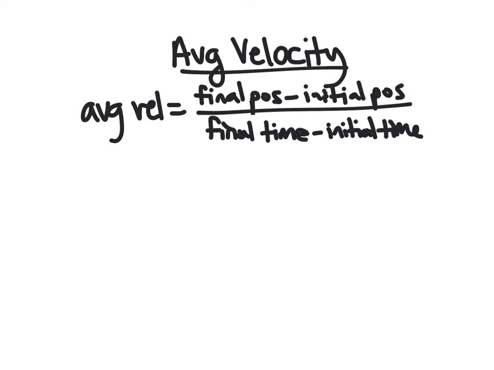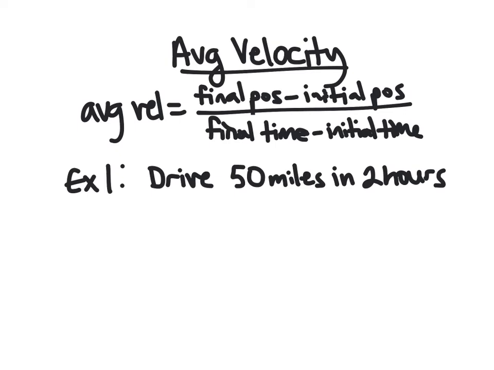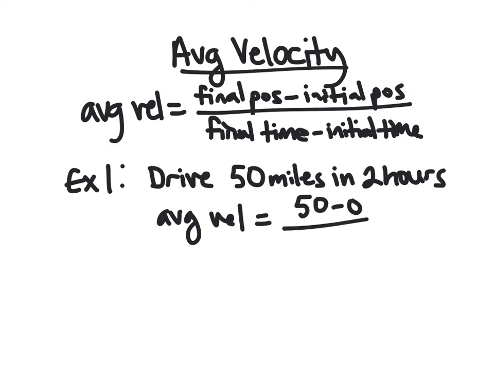Well, let's think of a couple examples. So let's just say you're having horrible traffic on your way to the Indianapolis area. You're driving 50 miles. It takes you 2 hours. Well, your average velocity is pretty simple to calculate. It's just going to be your 50 miles that you traveled minus your 0 starting, because you hadn't traveled at all at the start, over 2 also minus 0. And so you average 25 miles per hour, right? It's pretty simple.